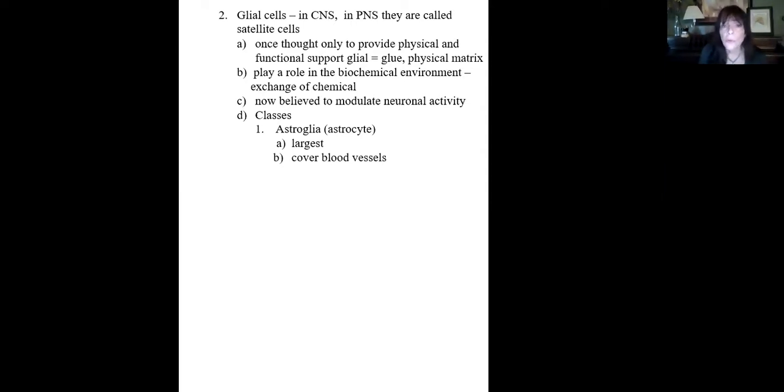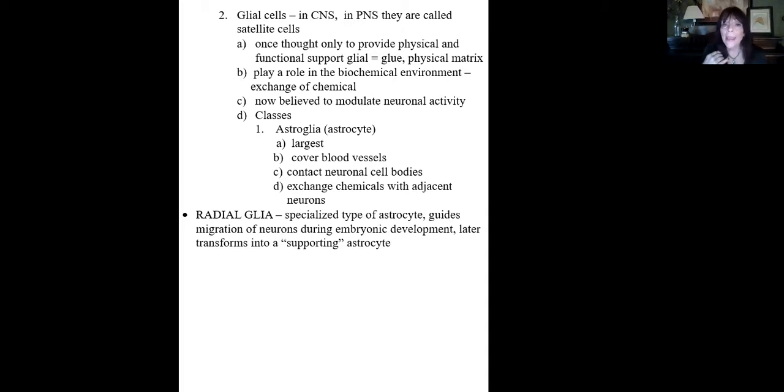There are different classes of glial cells, just as there were of neurons. The first is the astroglia. I've heard people say astroglia. Doesn't matter. It's the same thing as astrocyte, cyte meaning cell. And they are the largest of the glial cells, and they cover blood vessels, okay? So they can cover around blood vessels, and they also make contact with neuronal cell bodies. So you're like, whoa, this could be important. And they exchange chemicals. As you see above, when I said there's exchange of chemicals in that biochemical environment, they do appear to exchange chemicals with adjacent neurons, whatever neurons are next to them.